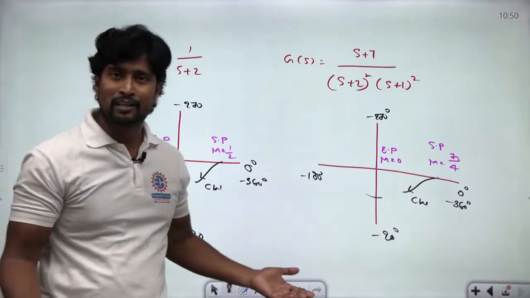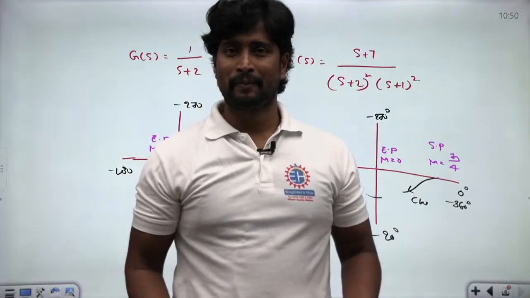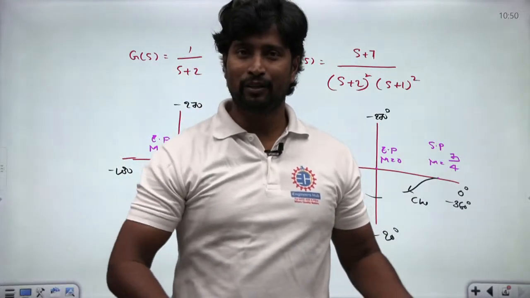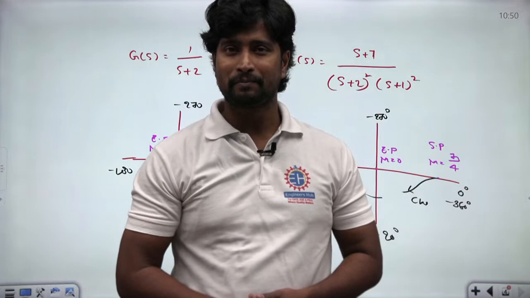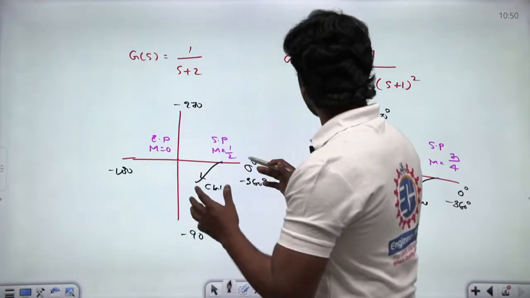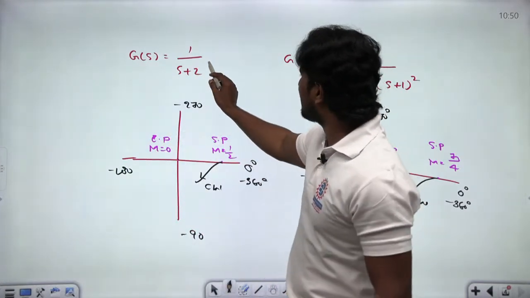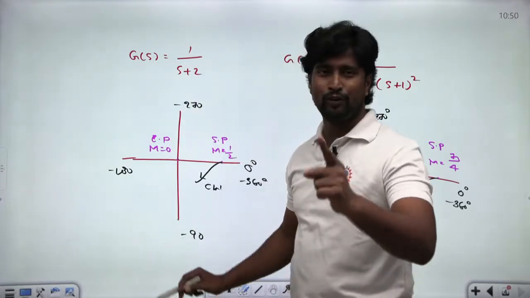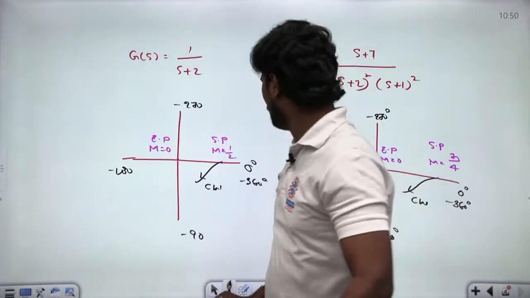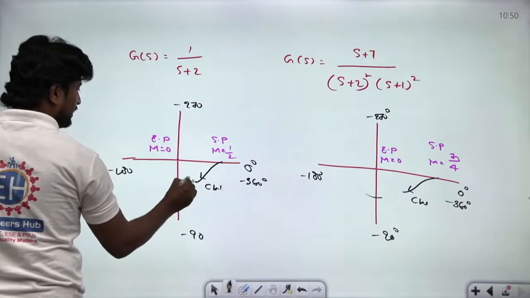That is decided by what? The ending phase. Are you clear? So what is the ending phase? What is the maximum number of poles here? Only one pole. That means that is the maximum phase. What is the maximum phase here? Minus 90. It is terminating like this one.